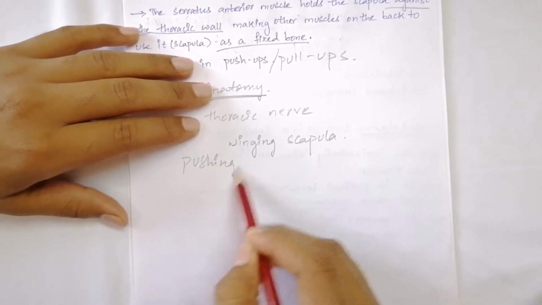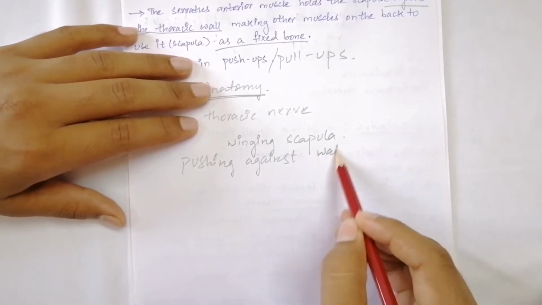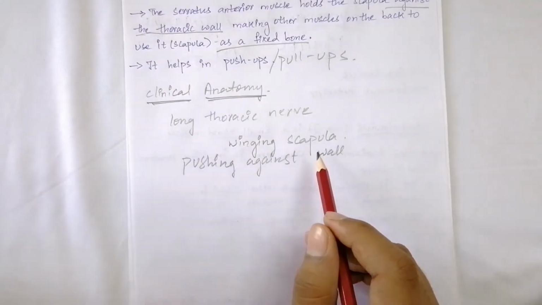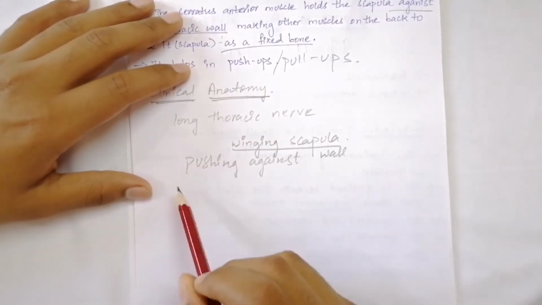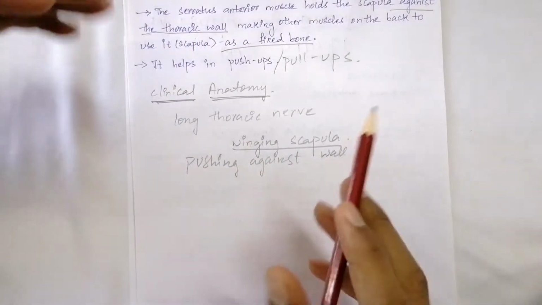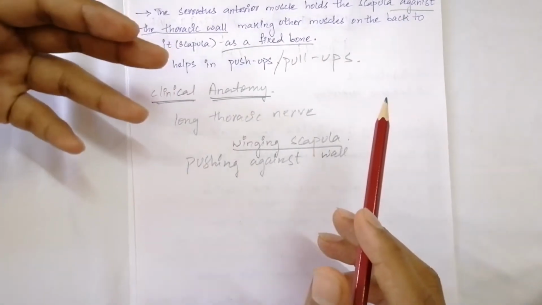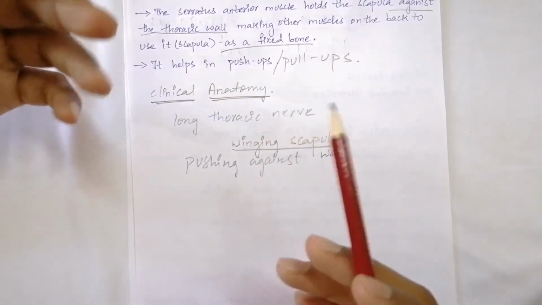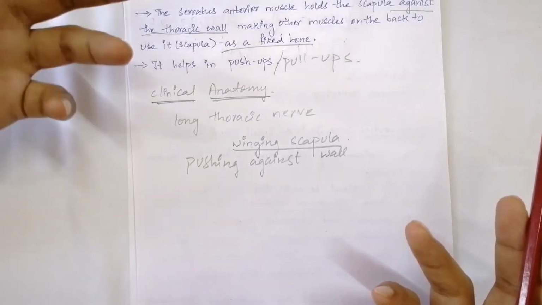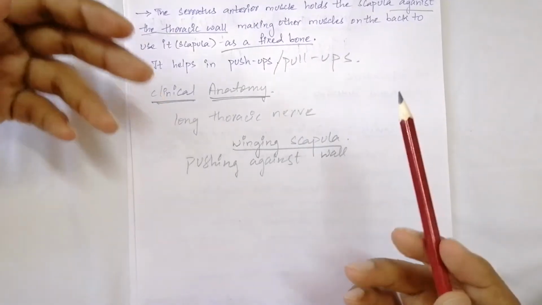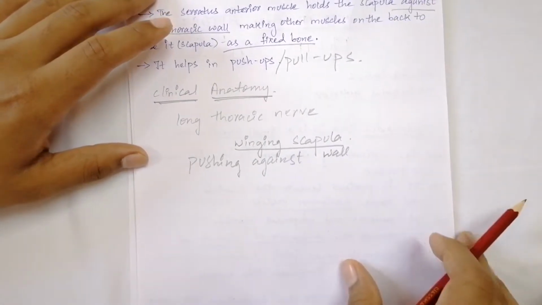Pushing against the wall, the scapula will come out as a wing. That is why it is called winging scapula. It comes out as a wing. You can compare it with the other scapula, which is normal, and the scapula which is affected. You can easily make out that the muscle or the nerve is affected or injured. Okay, now we'll see a summary of this.